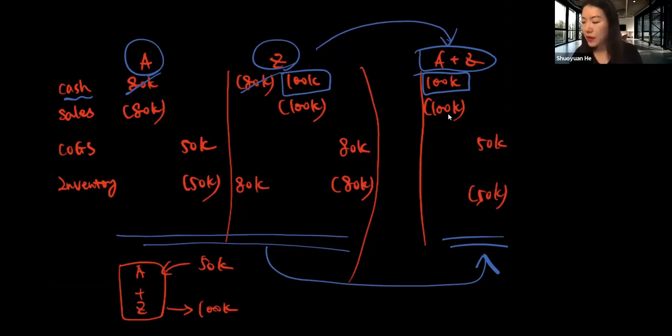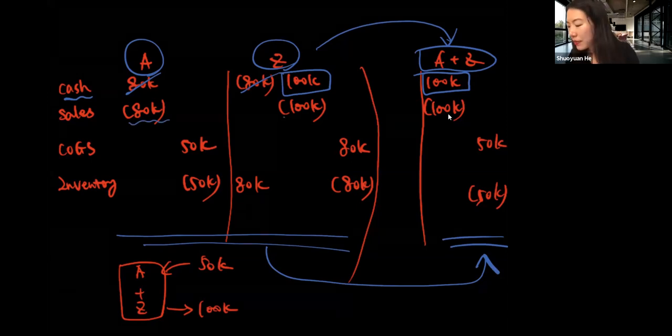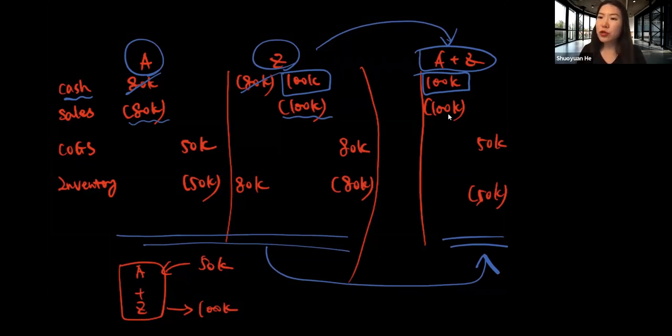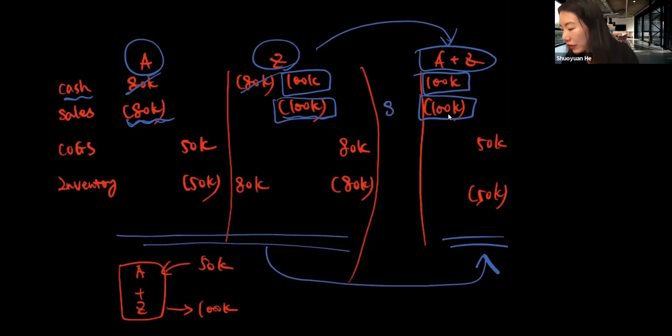And then let's look at sales. For sales, on Arlington's book, it has recorded 80,000 sales to Zirkin. On Zirkin's book, it is recording 100,000 sales to an outside party. But if we view two firms as one firm, the first 80,000 shouldn't happen. So the only thing that should happen is the second 100,000, the sale to the outside party. So sales here is obviously overstated by 80,000. And to reverse this, we need to debit 80,000 sales.